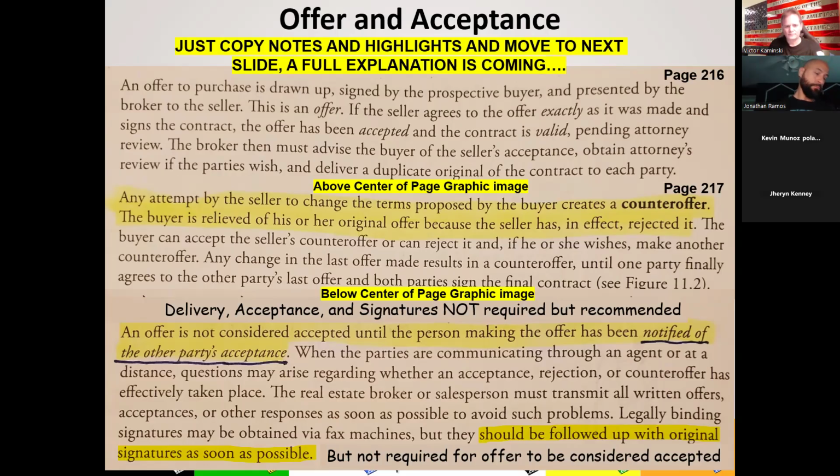Okay. Can you repeat that again? So on page 217, this first line is the first line in the second paragraph on page 217. And then this next line that I have highlighted on screen is 4 lines down from that. It says the buyer is relieved of their original offer because the seller has in effect rejected it.